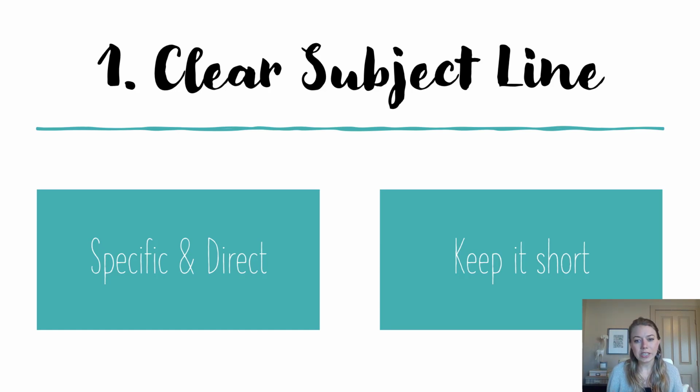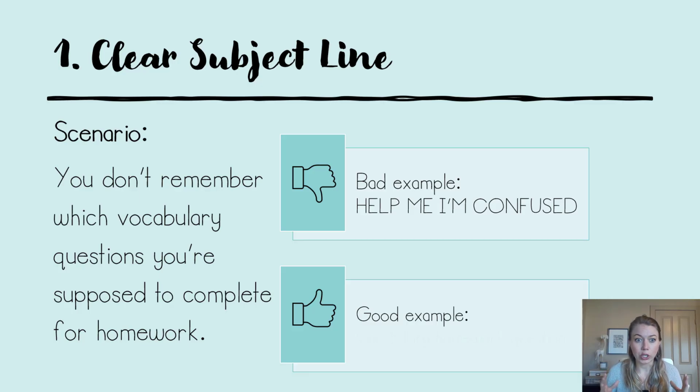So to write a clear subject line, you want to do 2 things. You want to keep it specific and direct, and you also want to keep it short. You have the email for all the details. So let me show you an example. I think it's easier to see. Here's the scenario. You don't remember which vocabulary questions you're supposed to complete for homework, and it is due tomorrow. Here's the bad example, the thing you should not send. Help me, I'm confused!